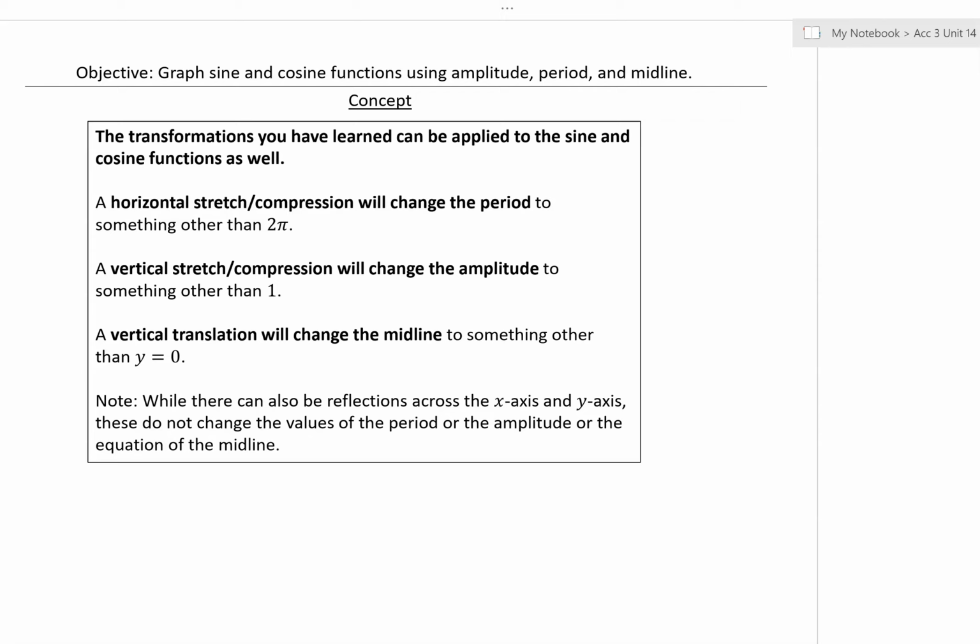In this lesson, we are continuing our learning about how to graph sine and cosine functions using amplitude, period, and midline. In the first part of this lesson, we introduced the concepts of amplitude, period, and midline, and now we're going to apply them to graphing sine and cosine functions.